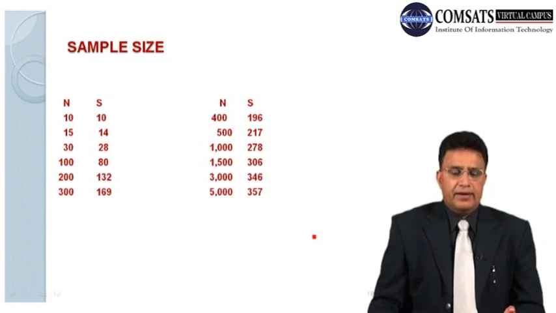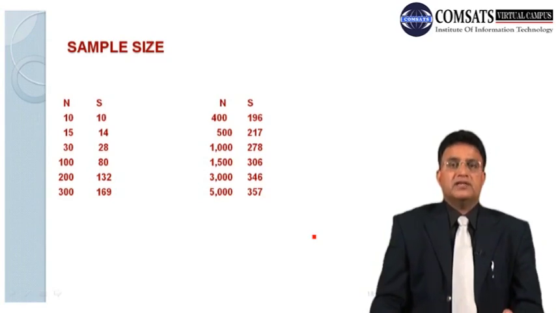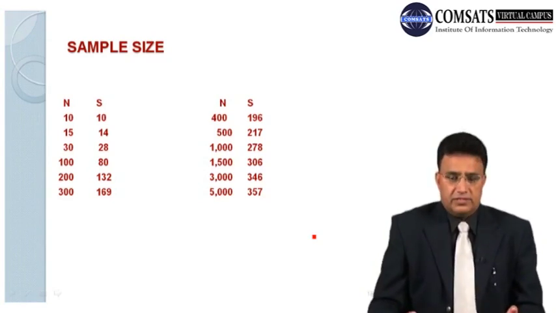If the total number is 300, the sample should be 169. And if it is 400, then the sample would be 196. And if it is 500, then the sample should be 217. If you have 1,000, then the number would be 278.